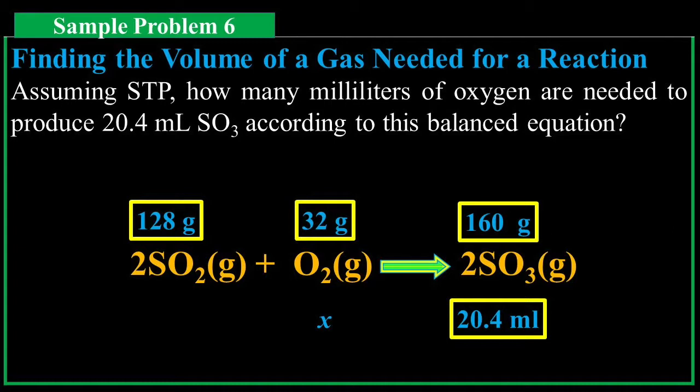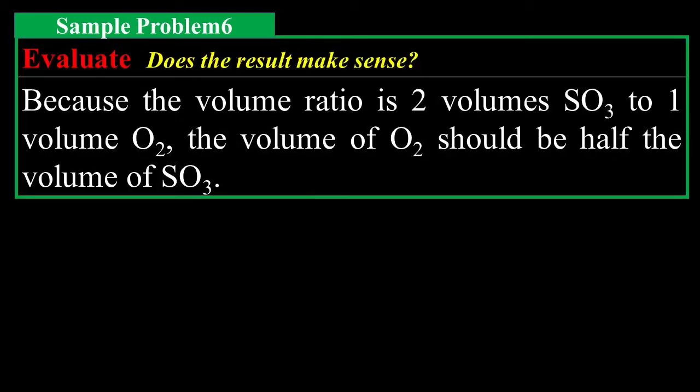So I'm going to say 1 mole of O2 over 2 moles of SO3 equals X over 20.4 milliliters. So 1 times 20.4 divided by 2, cross multiply and divide, equals X, and X equals 10.2 milliliters. Very, very simple. Because the volume ratio is 2 volumes sulfur trioxide to 1 volume oxygen, the volume of oxygen should be half the volume of sulfur trioxide, and that is indeed the case.